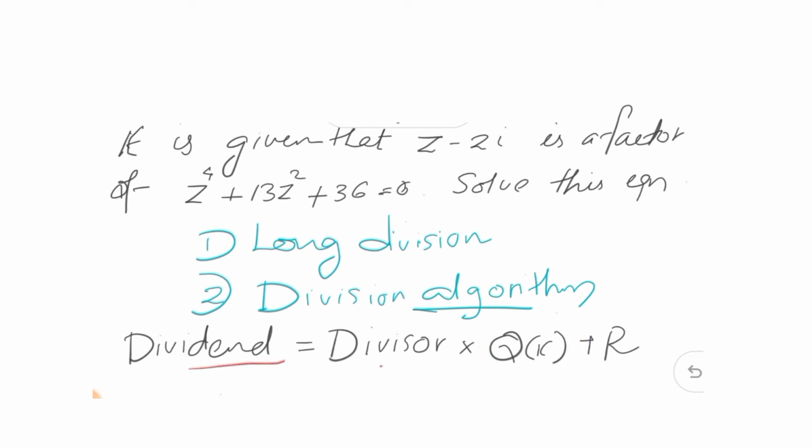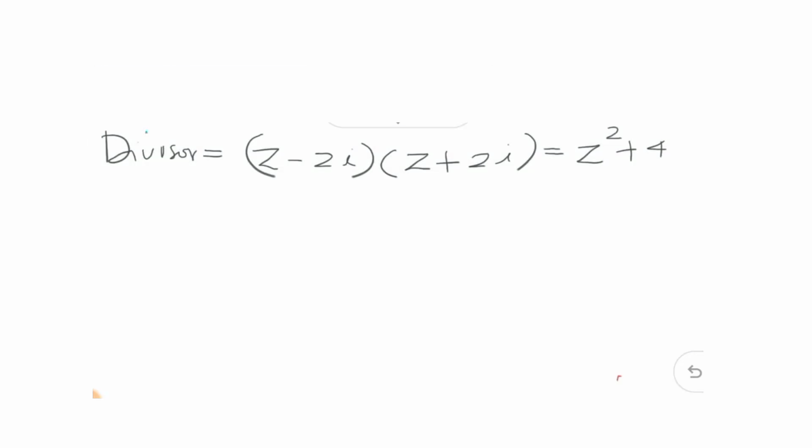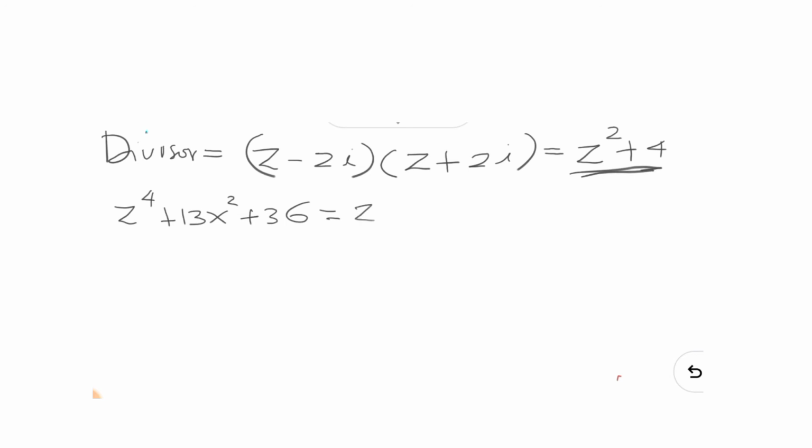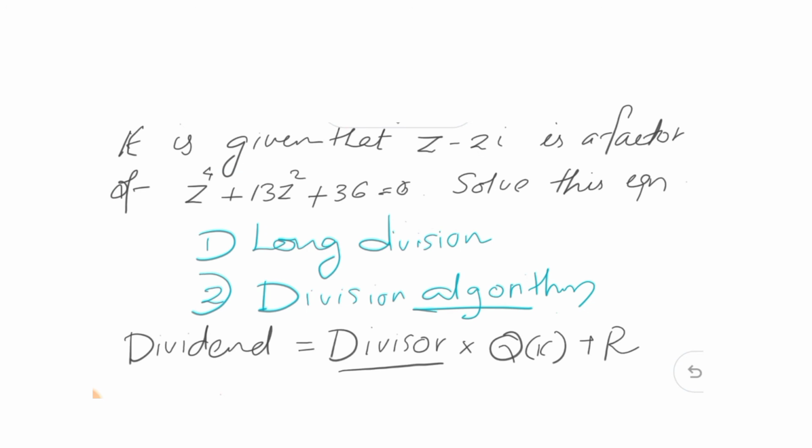So let's write the given division algorithm. Our dividend is z raised to 4 plus 13 z squared plus 36 is equal to divisor. The divisor we already found, z square plus 4, multiplied by the quotient plus the remainder 0. So dividend, that is z raised to 4 plus 13 z square plus 36, is equal to divisor z square plus 4 multiplied by quotient plus remainder 0.